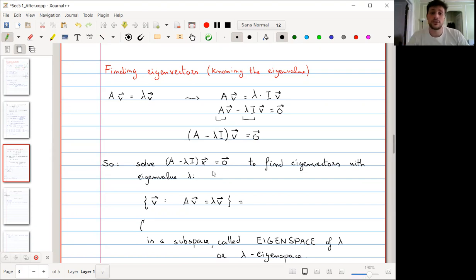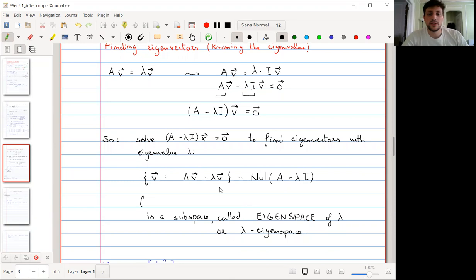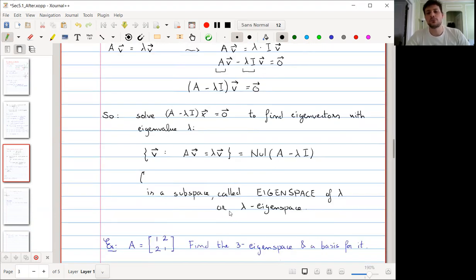Eigenvectors are solutions of a certain homogeneous linear system. Said yet again differently, the set of eigenvectors with eigenvalue lambda, so the set of vectors such that Av is equal to lambda v, is nothing but the null space of the matrix A minus lambda times the identity. Since this space of eigenvectors is identified with the null space, it is indeed a subspace because the null space is, and we call this an eigenspace corresponding to the lambda eigenvalue, or when I want to be brief, I'll just call it the lambda eigenspace.